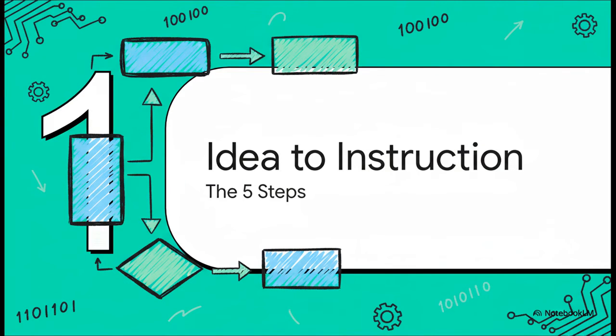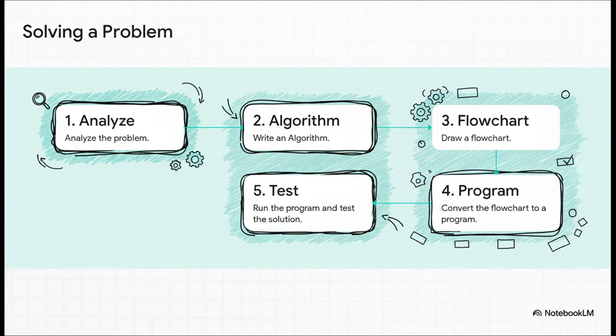This is the high-level process that pretty much every developer follows to solve any problem with a computer. And right away, you'll probably notice what's missing from the top of the list: writing code. That's right. Before you even think about programming, you need a rock-solid plan. These 5 steps, from analyzing the problem all the way to testing, they're the universal framework that makes sure you're actually building the right thing.